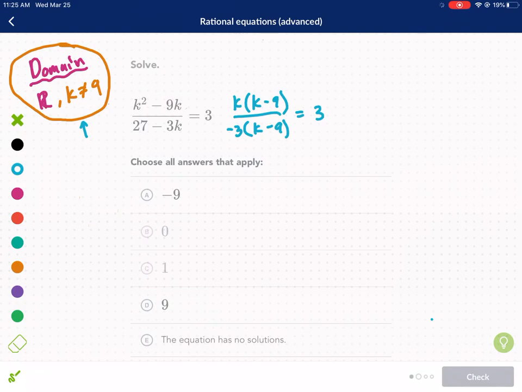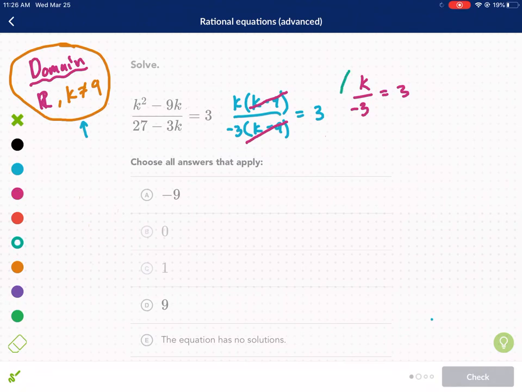Most of the time when you have rational equations, you're going to be multiplying both sides by the least common multiple so you can get rid of the fraction. But in this case, we can do some canceling first. That's why you always want to factor first, if you can. Sometimes you can't factor the top, and that's fine. You just multiply by the least common multiple, or usually the expression in the denominator, and that will cancel out the denominator, and you go from there. But in this case, we can cancel out the k minus 9 and the k minus 9. So that leaves us k over negative 3 equals 3. That is a much simpler problem for us.